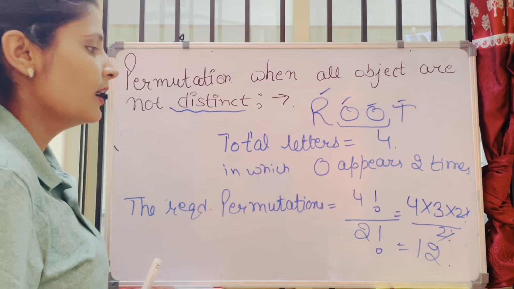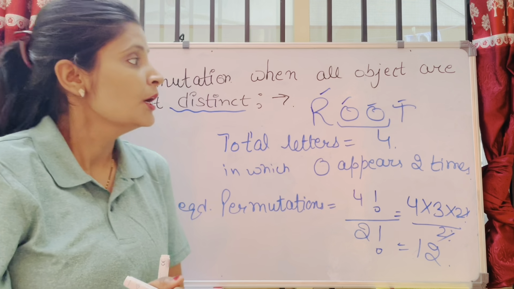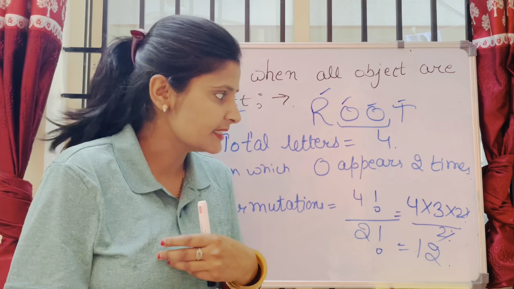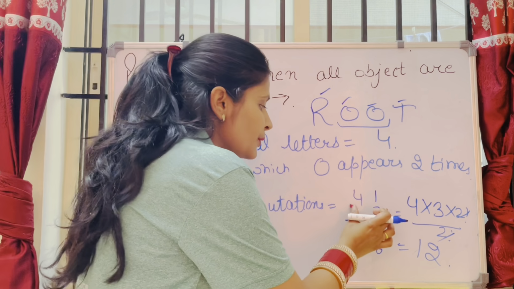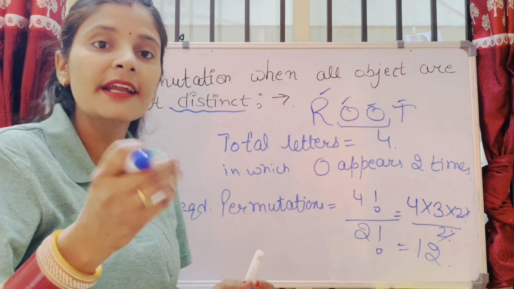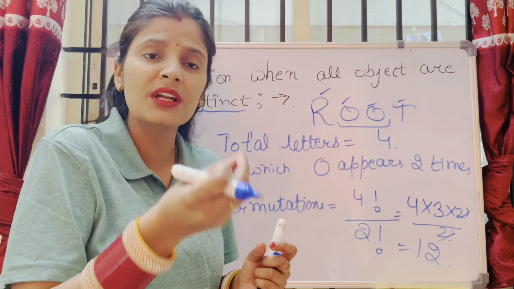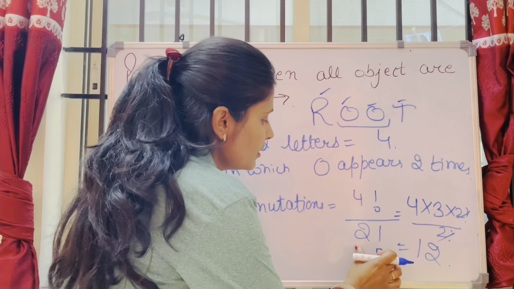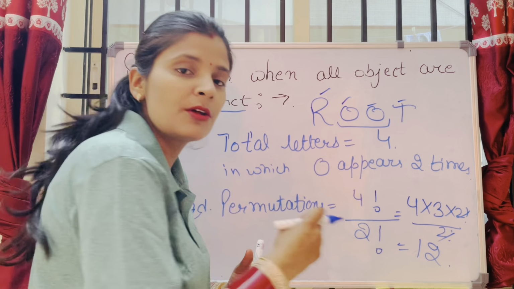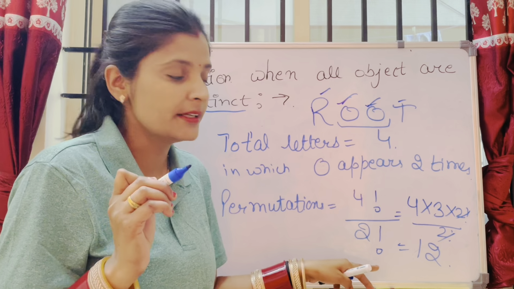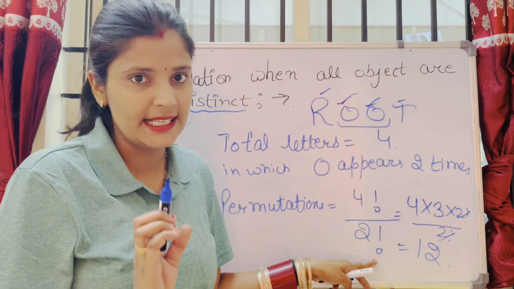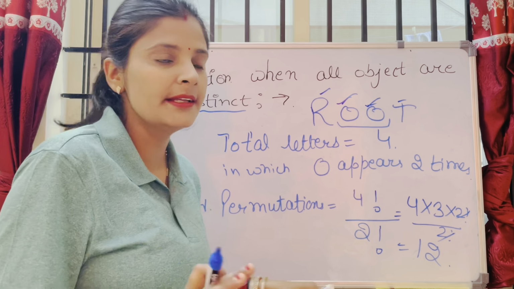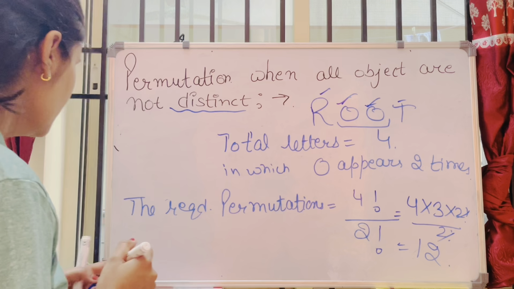Right? This is our answer, and this is our third theorem, which talks about when all the objects are not distinct, which is equal to the total number of letters, or we can say the total number of objects which we will arrange, upon the number of objects which are of the same kind. In the denominator, we will only write those letters which are repeated, which are of the same kind, right? So this is our third theorem.